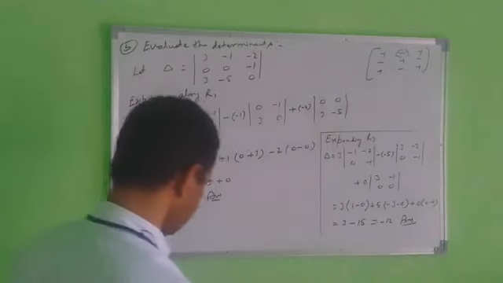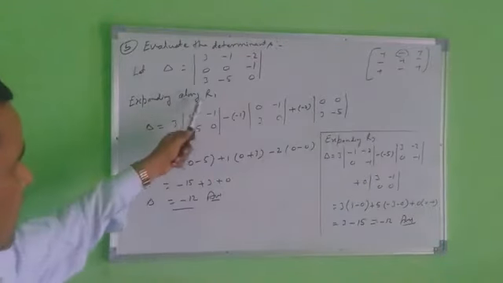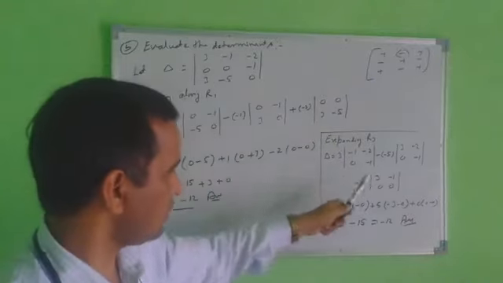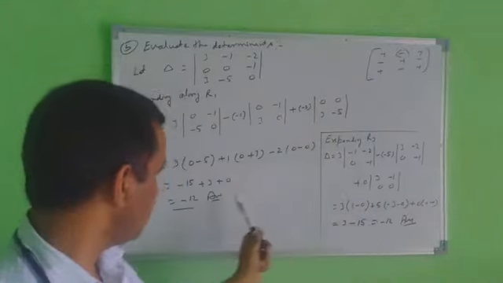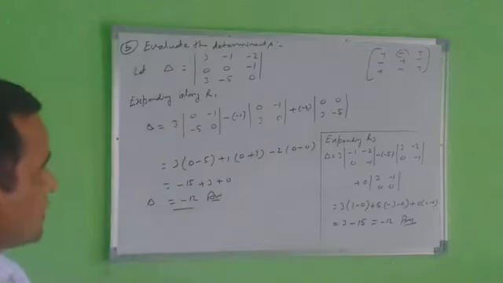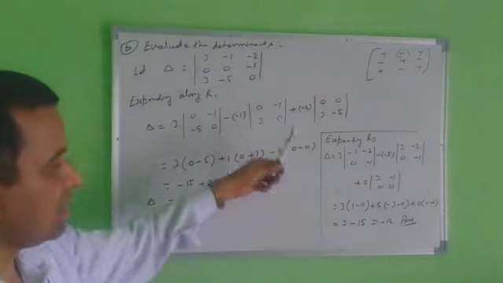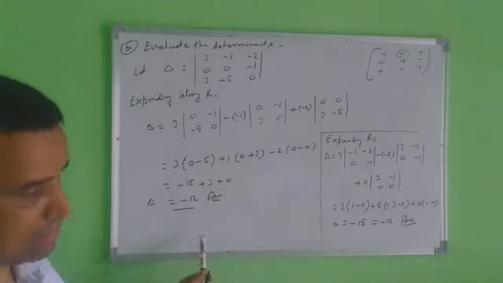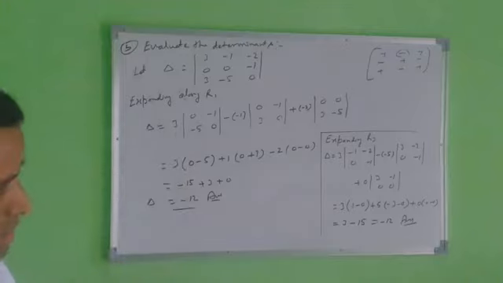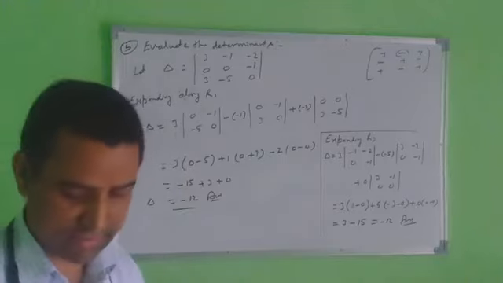So now you check this. When you expand R1, you get the answer minus 12. When you expand R3, you also get minus 12. So both answers are the same. Suppose you expand C1, C2, C3, then you will get the answer minus 12 here. The answer will never change, whichever row or column you expand. Yes, note it down. Then next.